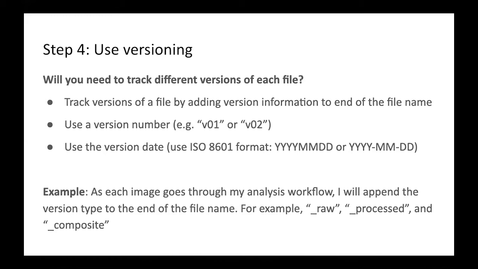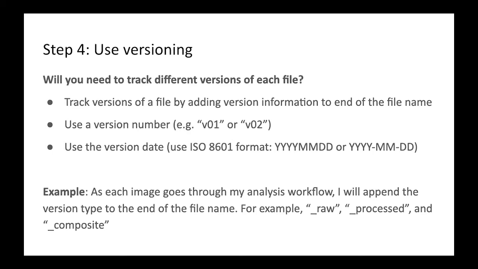Okay, so step 4 focuses on if and how you will track multiple versions of your files. So you can track versions of a file by appending version information to the end of a file name. This could be contextual information, but I would consider using a version number, for example, V01 or V02. Or you could also use the date the file was created or then edited for the version date. And we'll talk about this in a bit, but be sure to use the ISO 8601 standard or format, which is year, month, day. And we will talk more about these numbering systems in the next step.